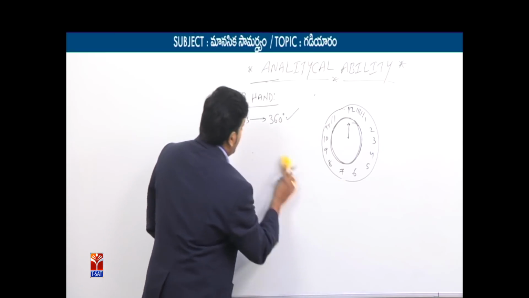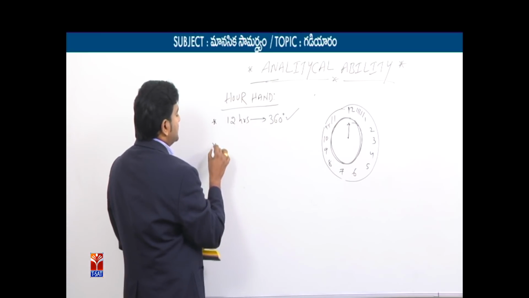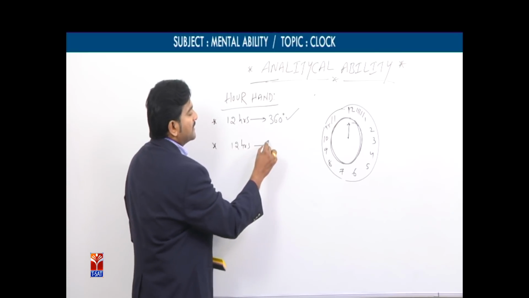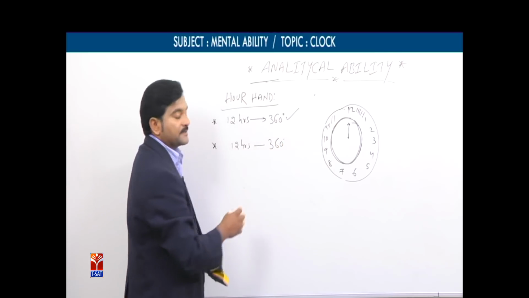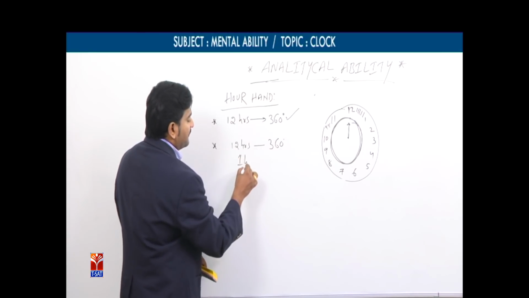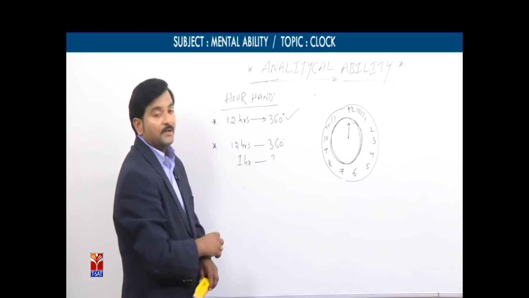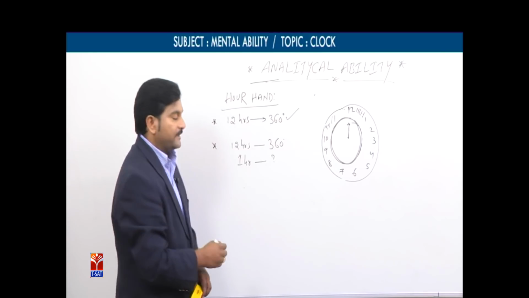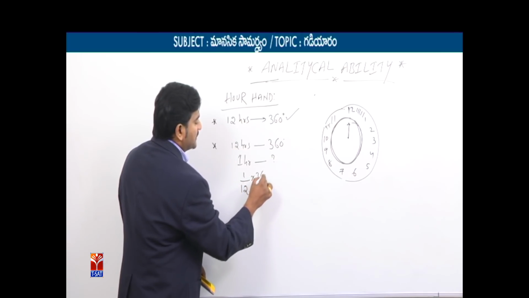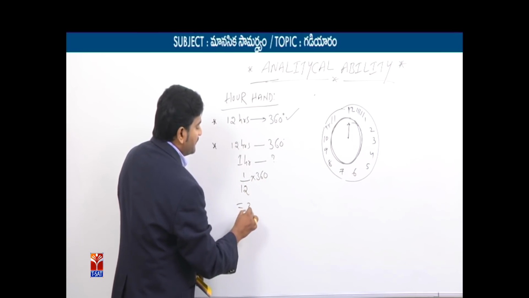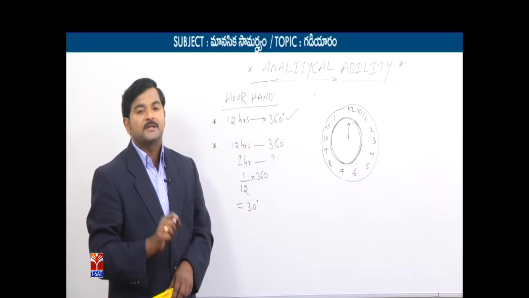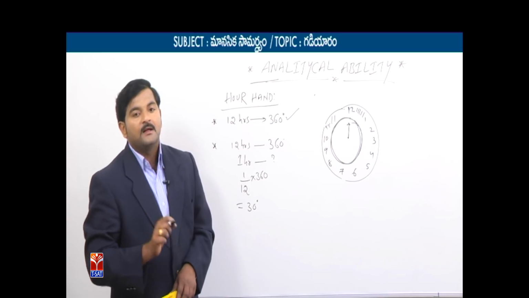Now the second point. In the span of 12 hours, the hour's hand makes 360 degrees. Means, 12 hours is 360 degrees, then for 1 hour how much? If you do the small mathematical calculation, what do we get, my dear students? 1 by 12 into 360. That equals how many degrees? 30 degrees. So the second very important point from the hour's hand.